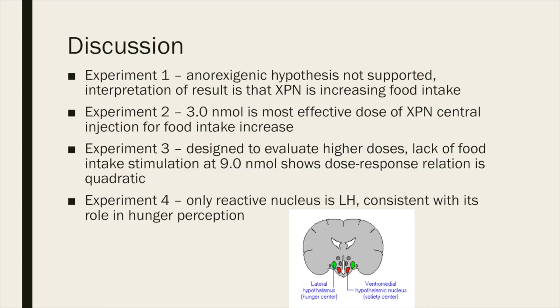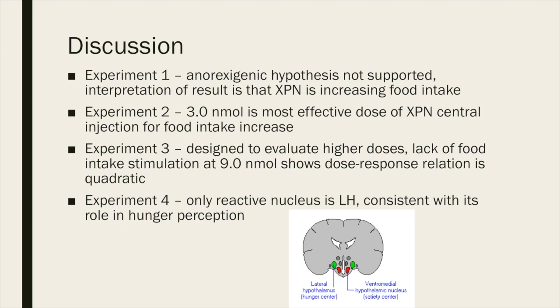So for the discussion and the explanation of the results, in experiment 1, the anorexigenic hypothesis was not supported, and the interpretation of the result is that XPN is increasing food intake. So there are no significant results, but that led us to the design of experiment 2, which had chicks non-fasted prior to injection, and that's usually used when an orexigenic effect is expected.